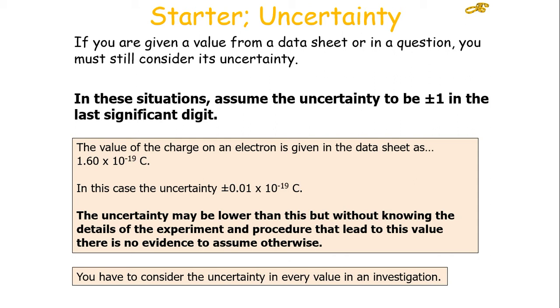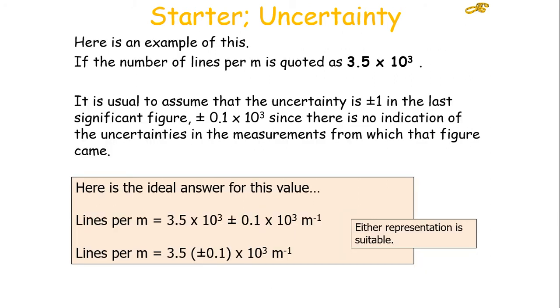Now, the uncertainty may be lower than this, it may be higher than this, but without knowing the details of the experiment and the procedure that led to the value being calculated, there's no evidence to assume otherwise. So you've got to consider the uncertainty in every value you're given in an investigation. So here's an example of this.